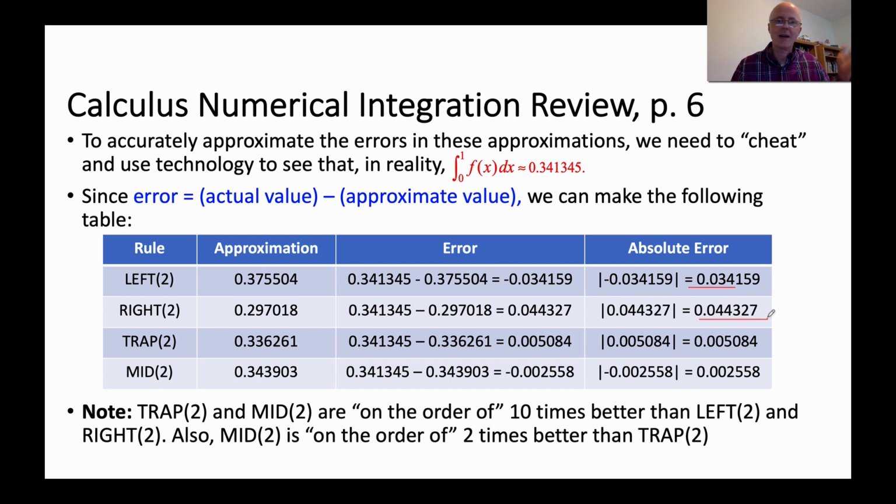And it's 4, 5, 10, 20, 100, 1,000. It still continues to hold. And the other observations still hold too. Trap and mid are about 10 times bigger than left and right. If you know the left and right errors for a particular value of n, you can divide them by 10 to get the approximate absolute errors for the trap and mid. And once again, mid's about 2 times better than trap.